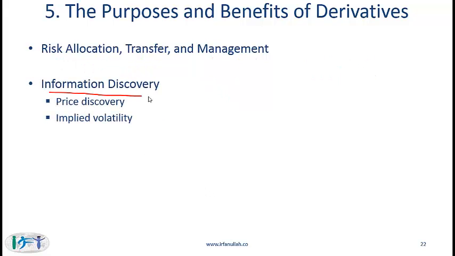Next point is information discovery, and within information discovery there are two key elements that you need to be aware of: price discovery and implied volatility. What price discovery really means is that derivatives markets, and specifically futures markets, make it more efficient to get information about the price of a particular underlying.